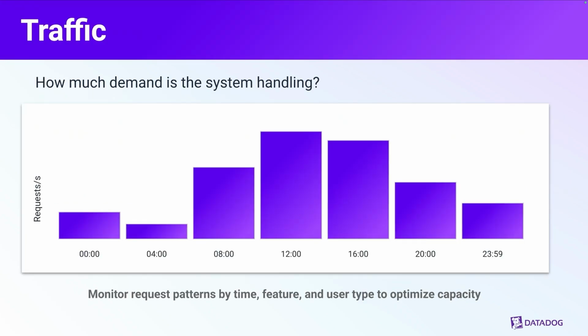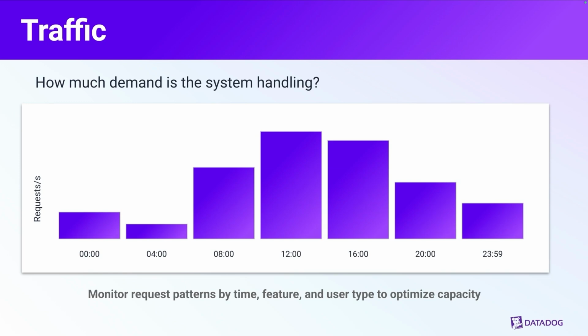The third signal that we traditionally monitor is traffic. Traffic simply measures how much demand the system is handling. We typically track this as requests per second, or RPS, over time, as you see in this chart. Now, the goal of traffic monitoring is to understand usage patterns. That's when your system is busy, and by how much, in order to ensure that you have the capacity to handle that load. And for GenAI applications, this is about more than just the total number of API calls.